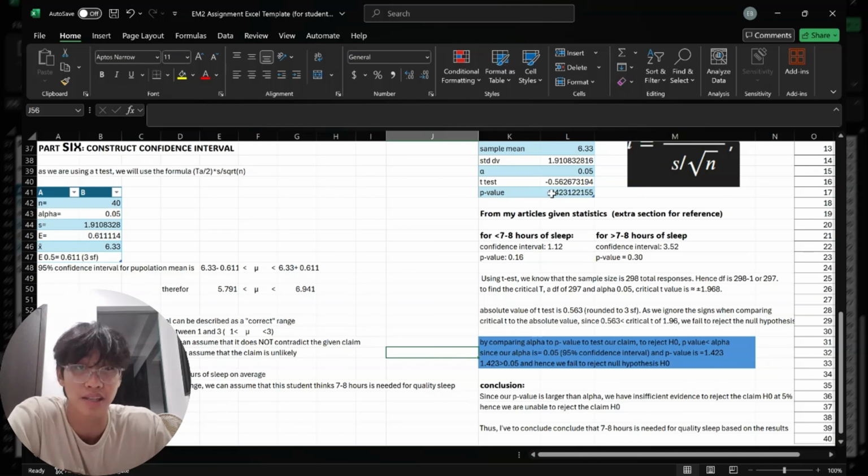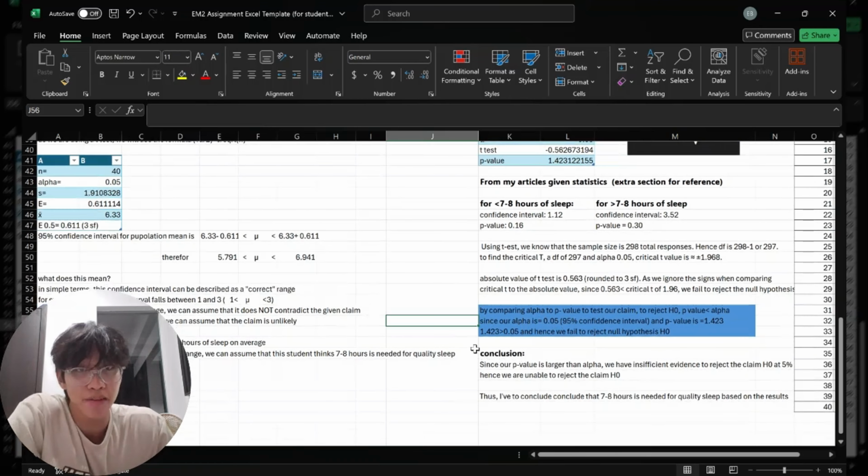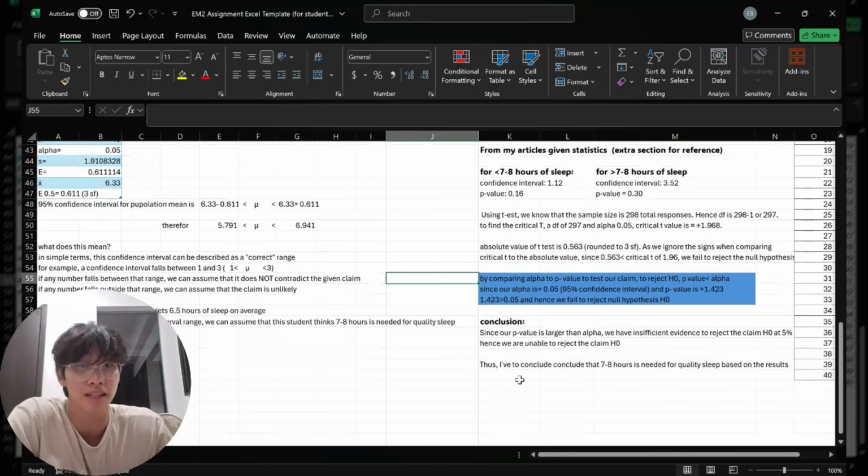However, as you can see from our table over here, our p-value is 1.423, which is way bigger than 0.05. And hence, we fail to reject null hypothesis H0. Since our p-value is larger than alpha, we have insufficient evidence to reject the claim H0 at 5% significance level. Hence, we are unable to reject the claim H0. Thus, I've concluded that 7 to 8 hours is needed for quality sleep based on the result.